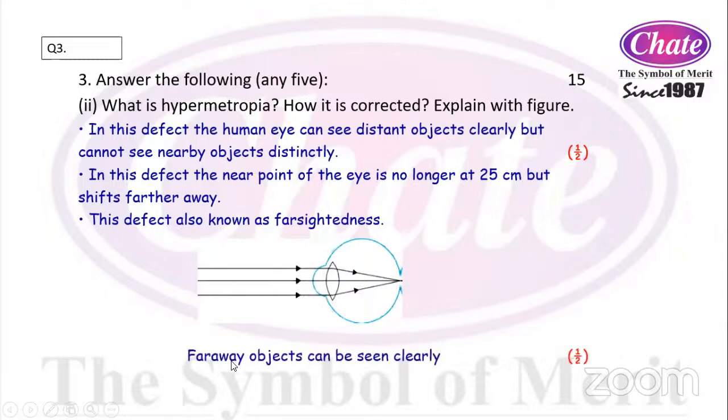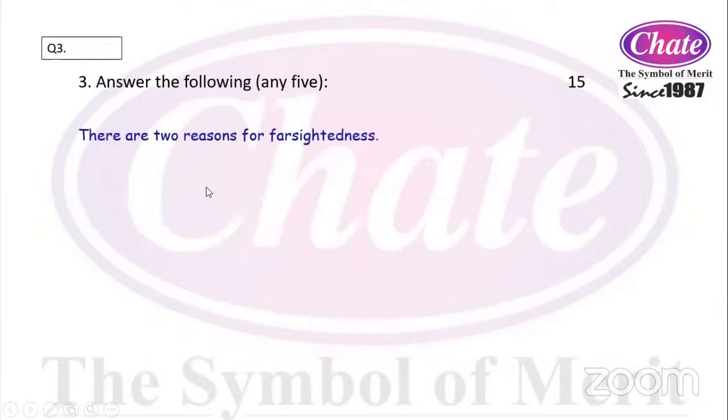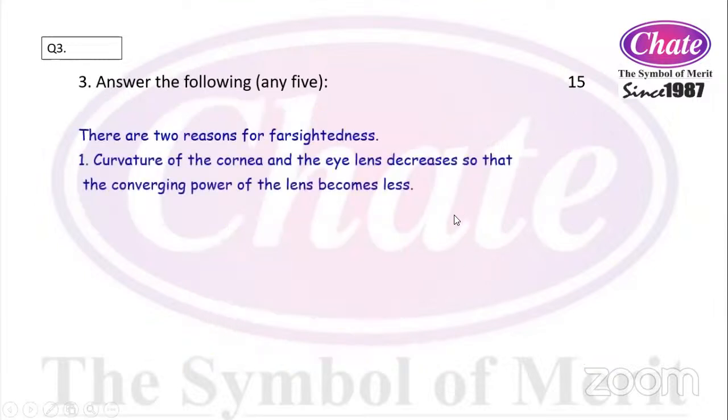So this is the far away objects, they can be seen clearly, though this is the defect. If this is a defected eye, then also the far away objects are able to form the image on the retina perfectly. So no issue with the far away objects. But now let's see what is the reason for the farsightedness.